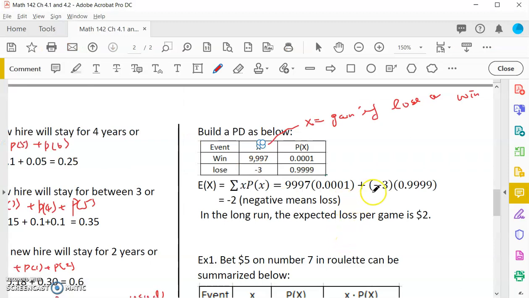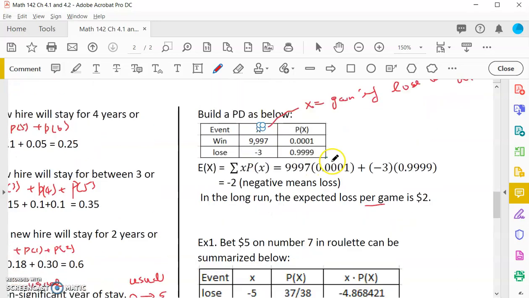So it's -2. Negative means you lost. Every time you play this game, you lose $2. In the long run, the expected loss per game is $2. If you play 10 times, you can potentially lose $20. And the casino is using this to keep track.